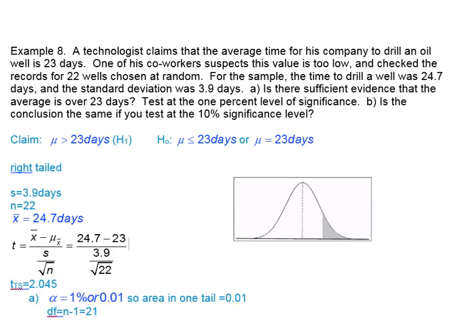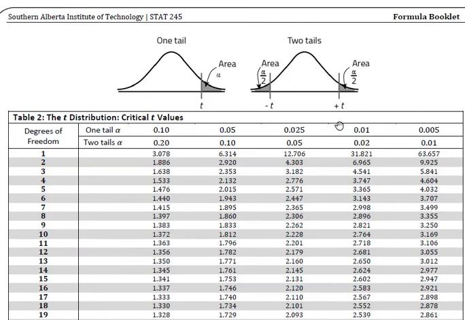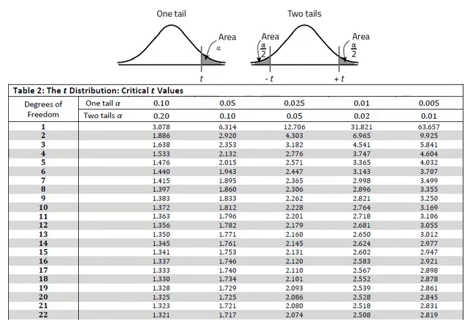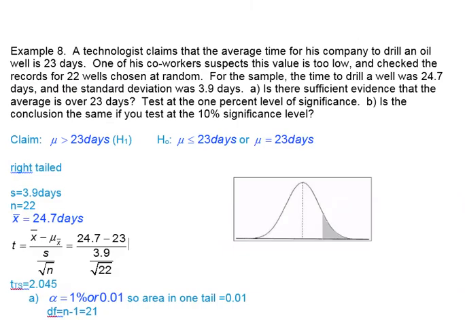So if we go over to our table, we want one tail 0.01, so this column right here, and we're going to go down to 21. So just scroll down a little bit, and we see our t-score there of 2.518.